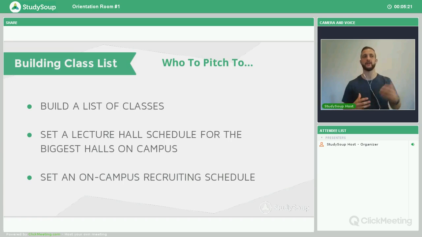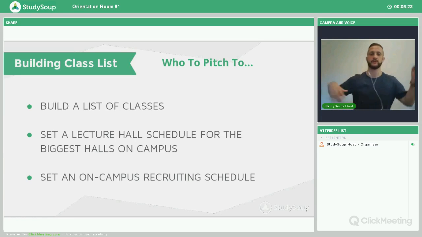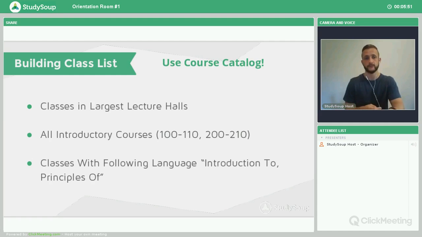Now, who do you really want to pitch to? Beyond just getting your team, you're going to build up your team, reach out to this person, that person, contact who's already on your team, and then you're going to pitch to a list of classes, right? How do you want to build that list? Basically, you want to find lectures scheduled for the biggest halls on campus. You also want to make sure you set an on-campus recruiting schedule, all right? You want to do these three things: building a class list, setting a lecture hall schedule for the biggest halls on campus, and setting an on-campus recruiting schedule.